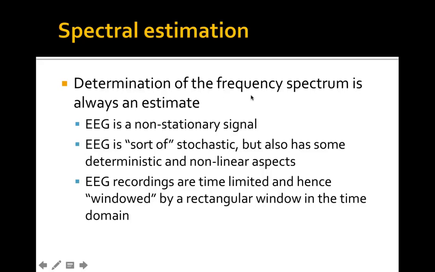So first of all, it's important to understand just a little bit of signal processing here. I know not all of you have an electrical engineering background, but you have to realize that there are some unique things about any signal that comes from the human body, particularly the EEG. So you have to understand that your frequency spectrum is always going to be an estimate. First of all, it's an estimate because the EEG is a non-stationary signal. In other words, it changes in time.